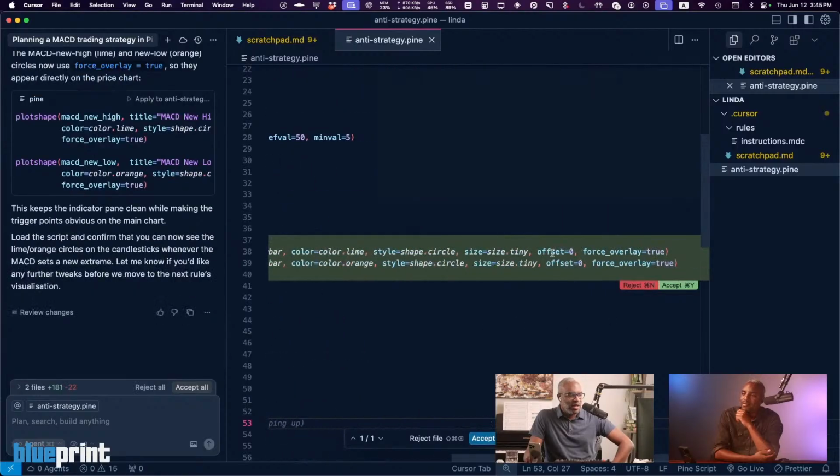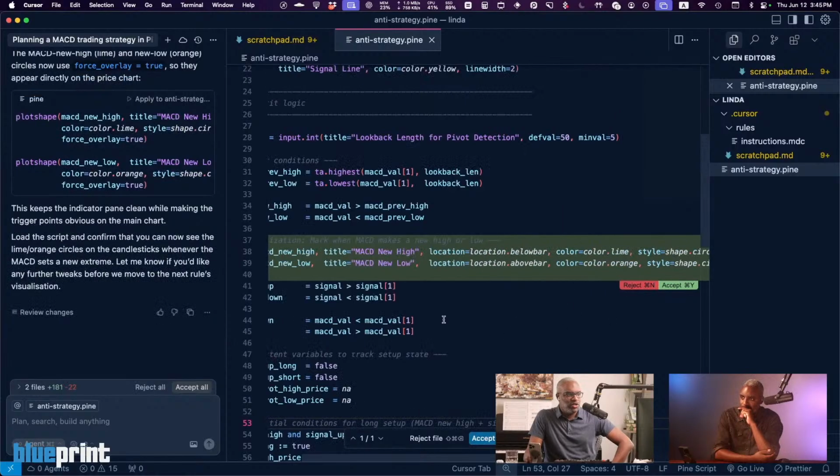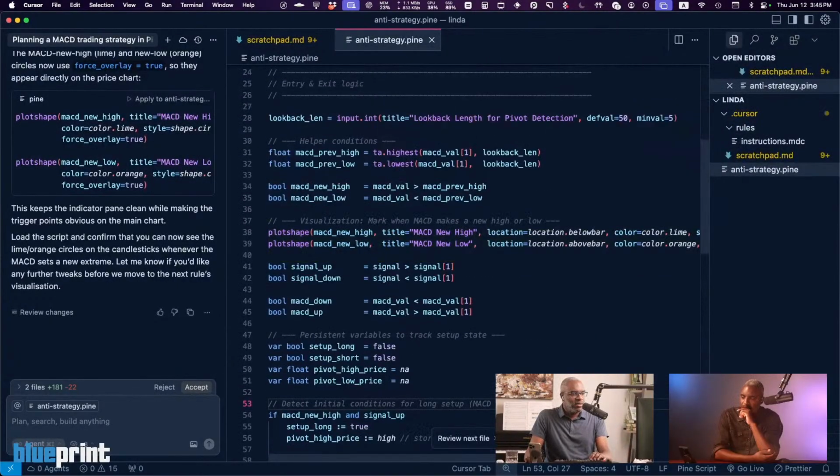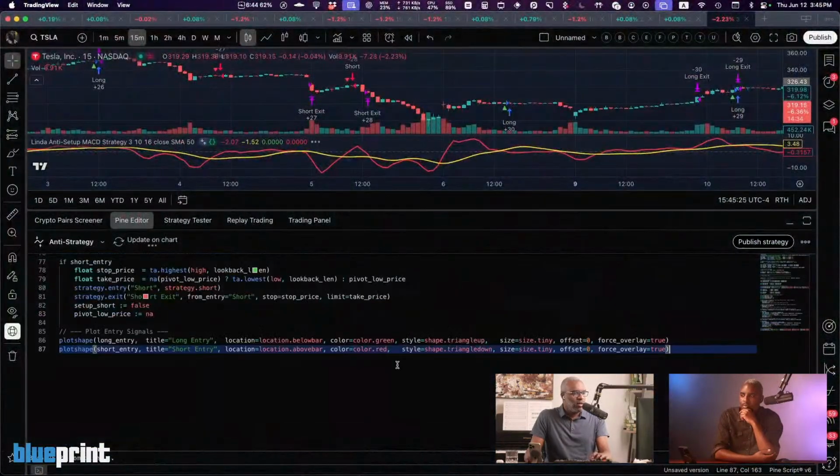All right. I could have just added the force overlay true like we did before, but I don't want to have to continuously tell it to do it. So I just didn't like that. I understand completely.